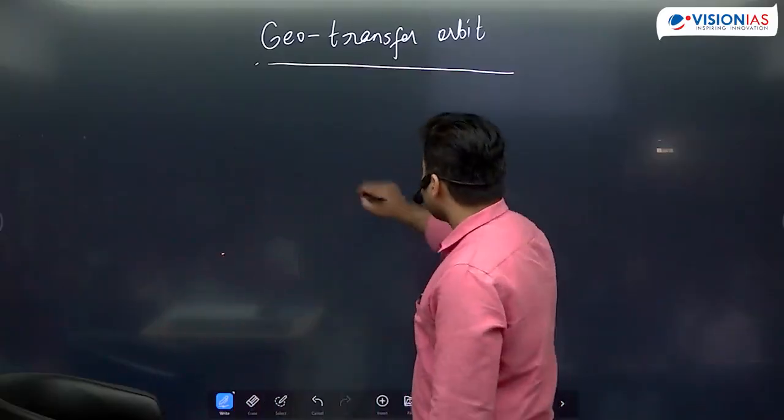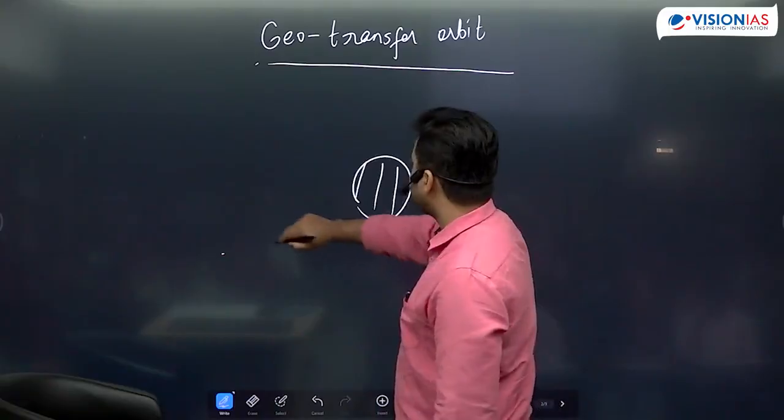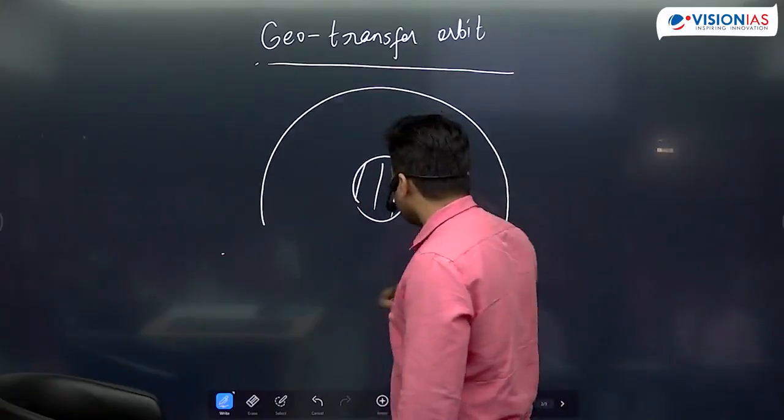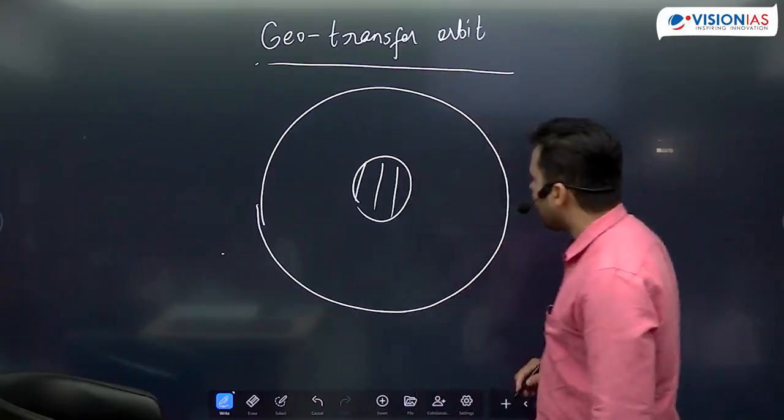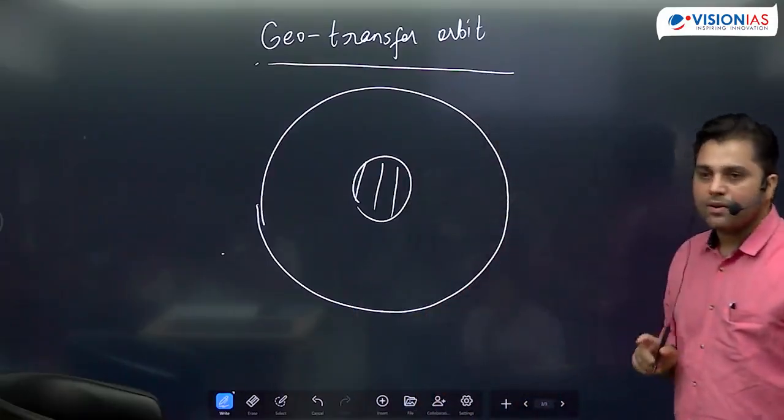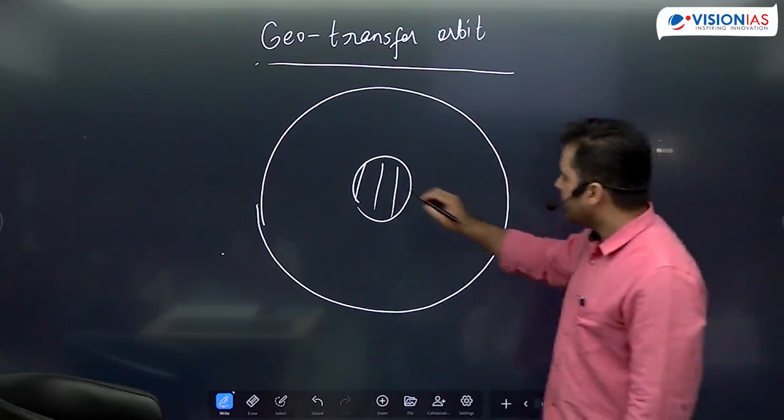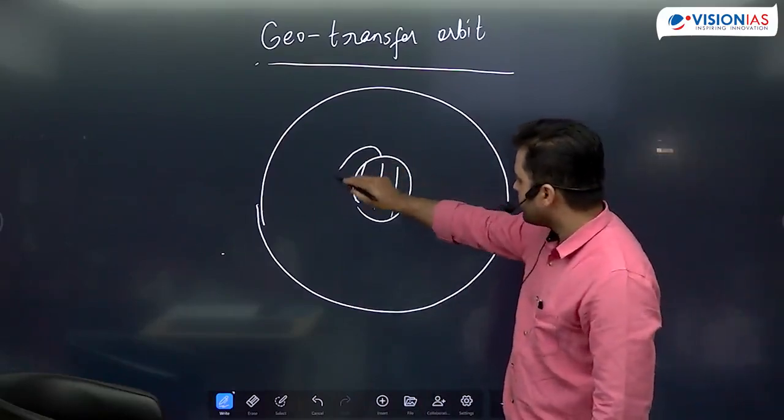So let's say this is Earth, and let's say that I have this desirable geostationary or geosynchronous orbit which I have to achieve. So using our rocket, when we launch a satellite, the initial orbit will look something like this.